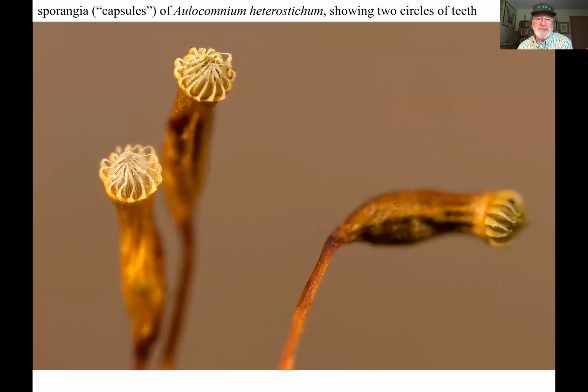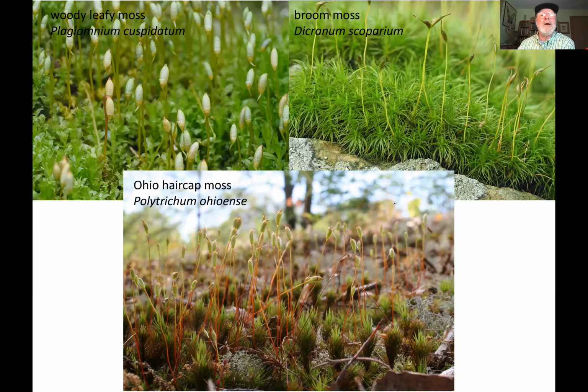So they can be pretty intricate for bryophytes, although they're not as persistent and as large as the gametophyte, which is why we say the gametophyte is the dominant stage in the bryophyte life cycle. Here's some fairly intricate sporangia with two circles of teeth. And just a little background in some common moss bryophytes.